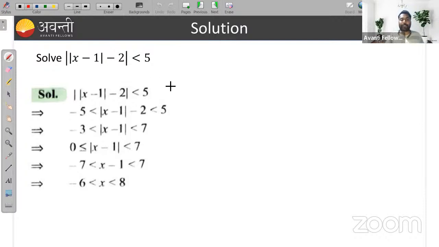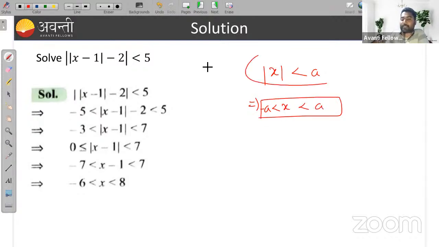That means we know when mod x is less than a, the solution set is x greater than minus a and less than a. This is my solution set when mod x is less than a. So use this property, and you will get your answer.